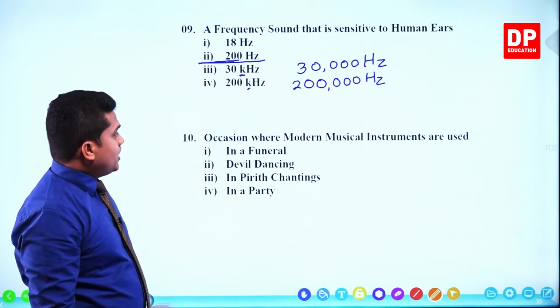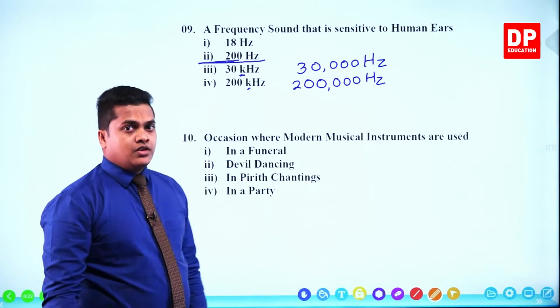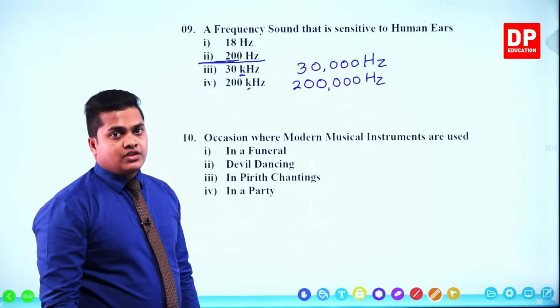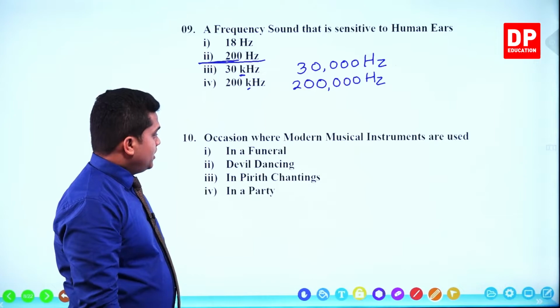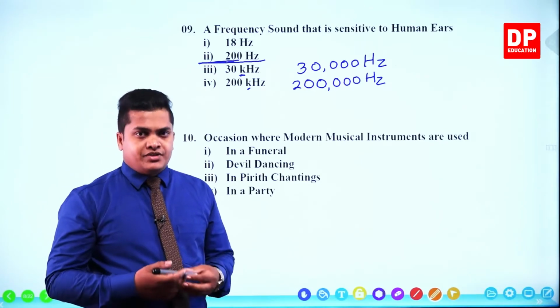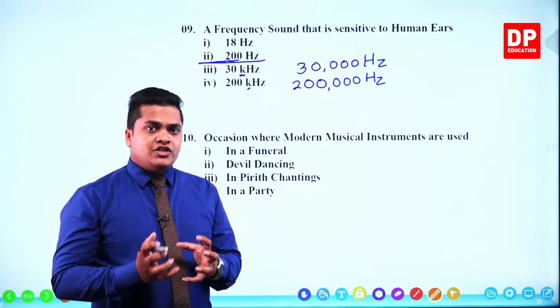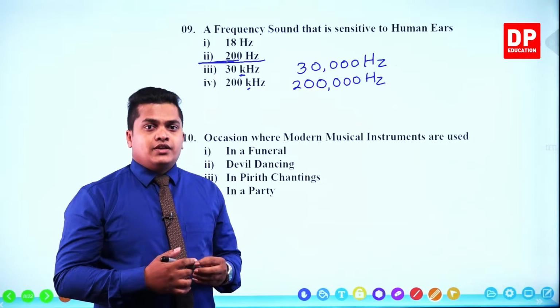Next one. An occasion where modern musical instruments are used. Number one, in a funeral. We don't use modern musical instruments in a funeral. We use traditional and ancient musical instruments in a funeral.